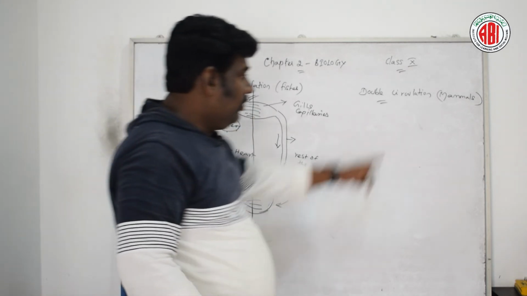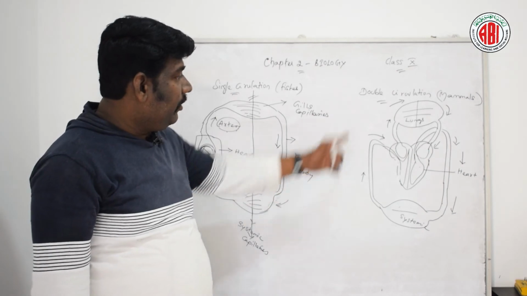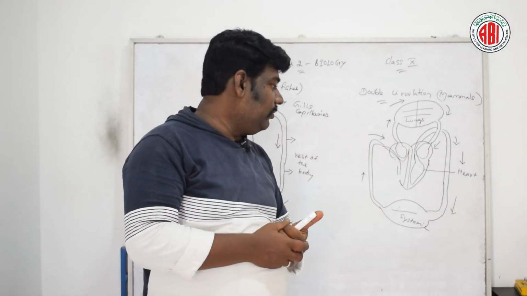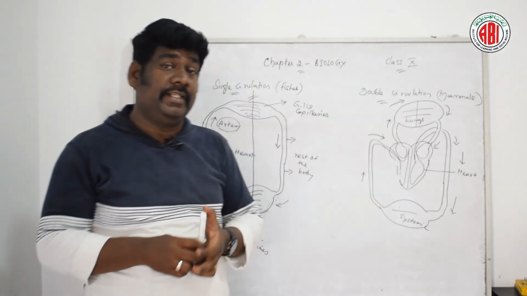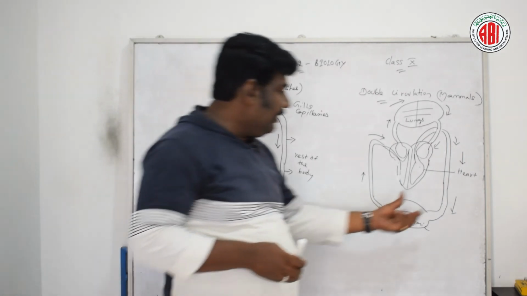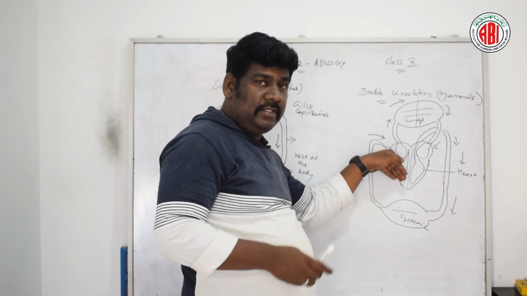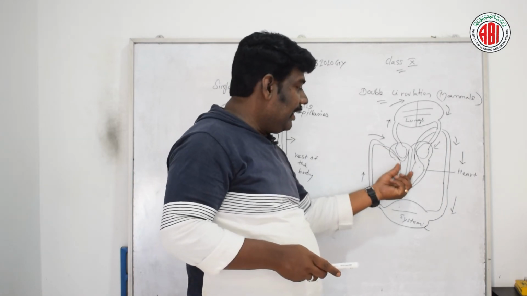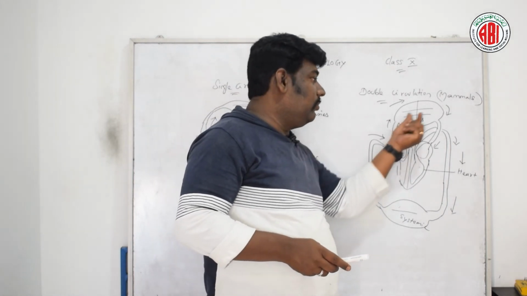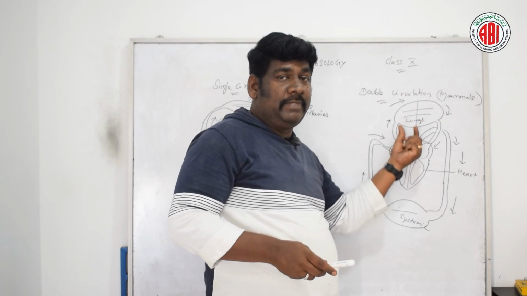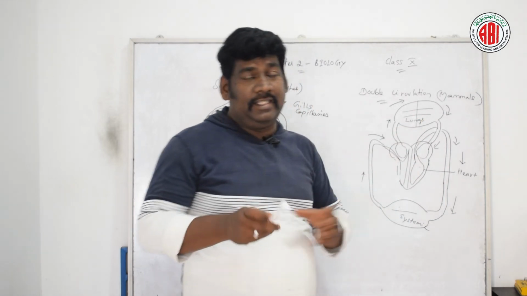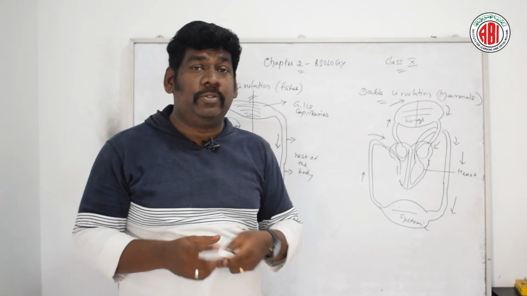Now let us talk about double circulation. In double circulation, we can see that the blood flows twice. When the blood is collected from all parts of the body and comes to the heart, that is the first time. Again this blood is pumped to the lungs by the heart, and in the lungs the blood is purified.